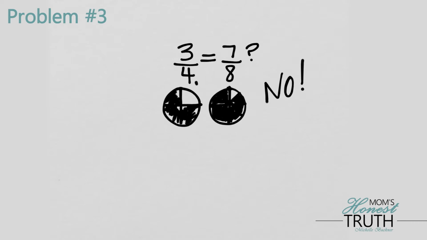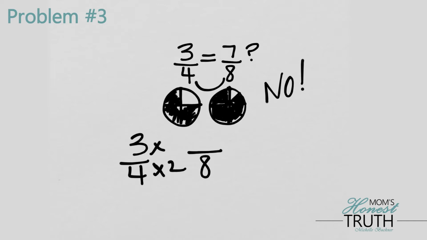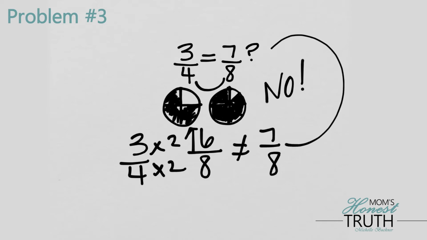Now, how can we find a common denominator between 4 and 8? We can multiply the 4 by 2 to get to 8. And what we do to the bottom, we must also do to the top. 3 times 2 is 6. So this diagram is equivalent to 6/8, and 6/8 is not equivalent to 7/8, our other fraction. So no, these are not equivalent fractions.